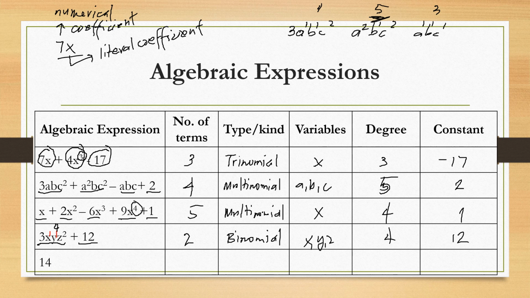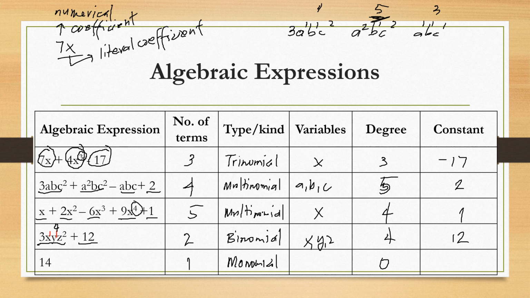And then for the last one, we have 14. So this is also an algebraic expression. So 14, so number of terms, siyempre isa lang yan. So we have here monomial kasi isa lang naman siya. And then we have the variables. So wala naman tayong variable na ginamit. So lalaktawan lang natin siya. And then the degree of the polynomial, since wala nga tayong variable na ginamit, ibig sabihin ang degree natin ay 0. Kapag walang ginamit na variable, ang degree natin ay 0. Okay?